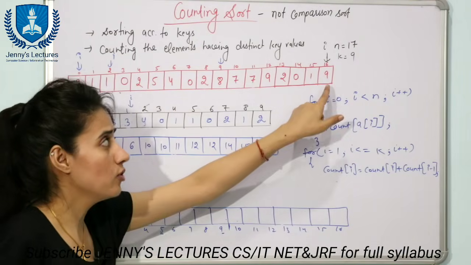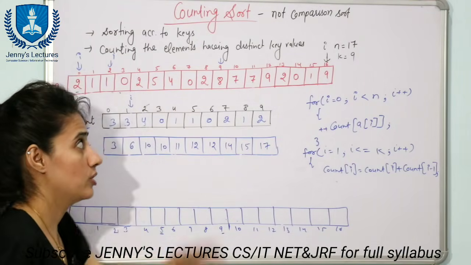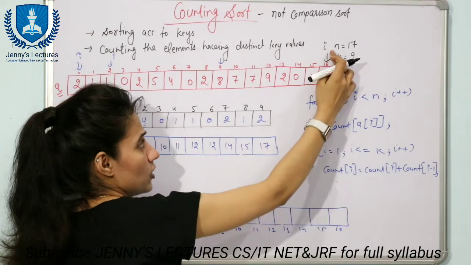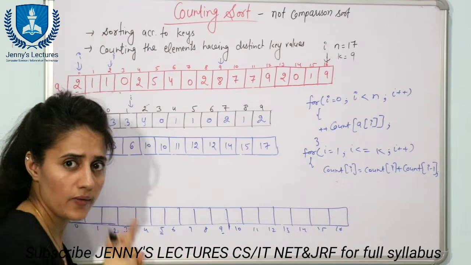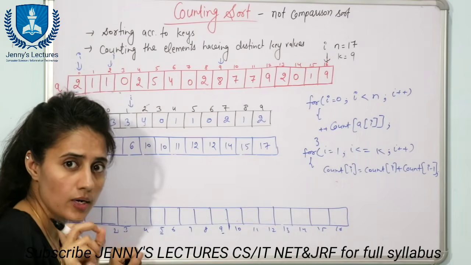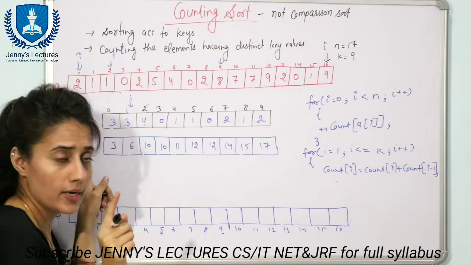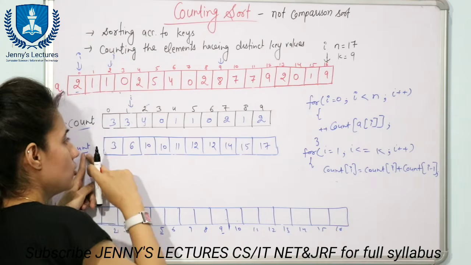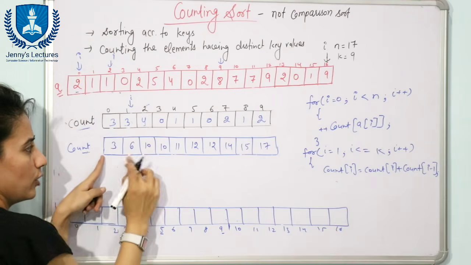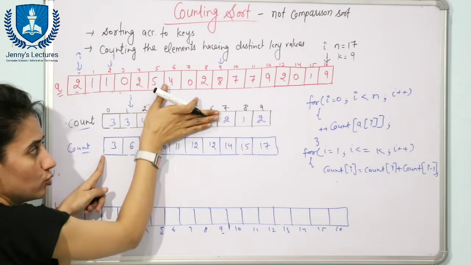Why am I going to start from here? I am going to tell you that also. See, first of all, suppose I start from here, the key value is 9, right? So what you have to do in the count array: this is our updated count array. We are going to look at this array now, not this one.